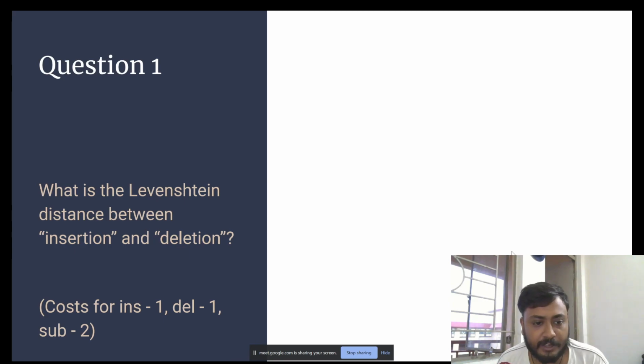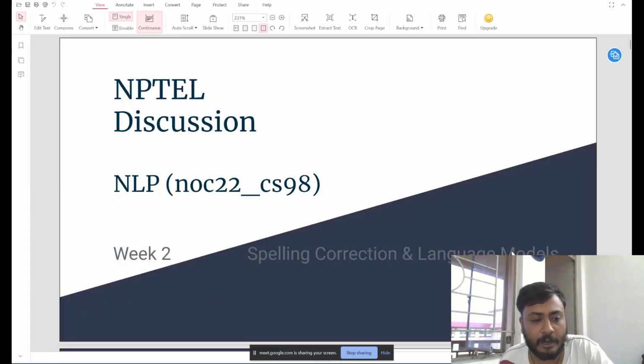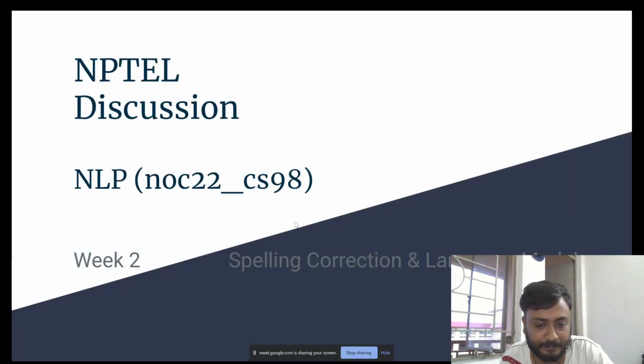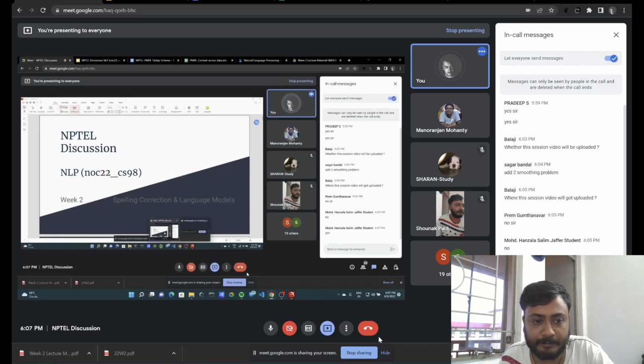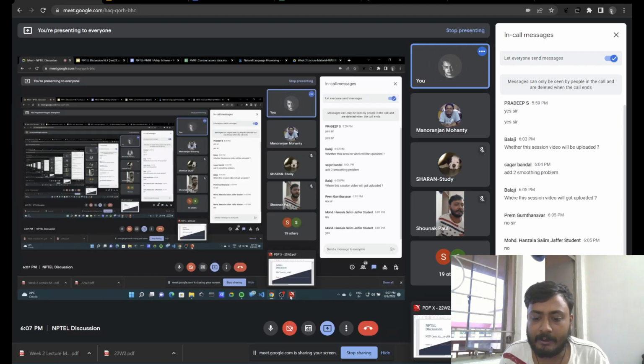So let's begin. This is the first question. What is the Levenshtein distance between insertion and deletion? The costs for insertion and deletion are 1 each, and the cost for substitution is 2. Before we start solving this question, we need to remember one thing: for this question you need to create the table first.